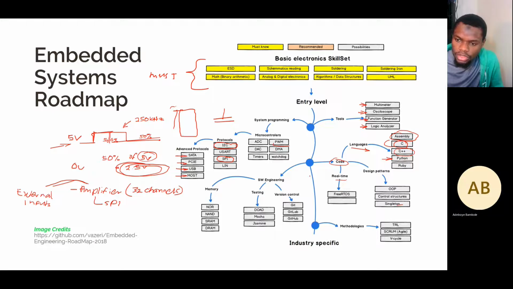And then also on the software side of things, you need to know about version control. Do you know about Git already? Or do you use GitHub? I don't use it, but it's common within developers.